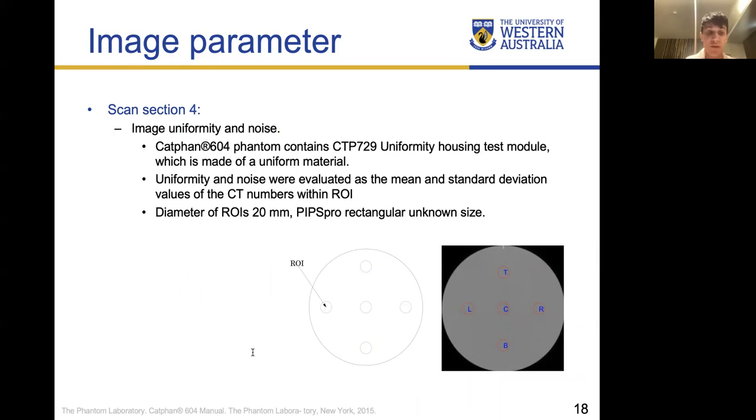Scan section 4, image uniformity and noise. The Catphan contains the CTP 729 uniformity module, which is made from a uniform material. Uniformity and noise were evaluated as the mean and standard deviation of the CT numbers within this region. The diameter in this study was 20 millimeter. PIPSPro used a rectangular shape of unknown size.